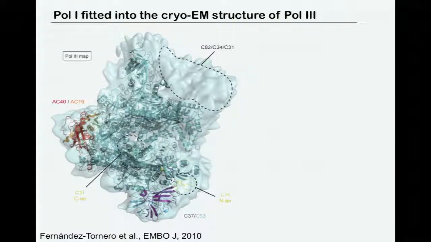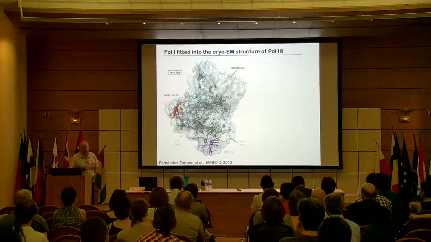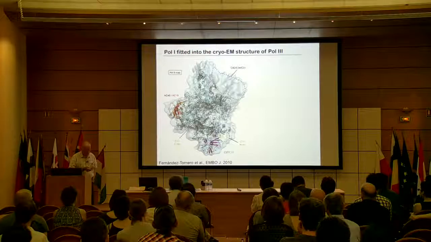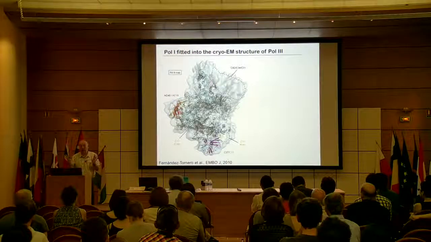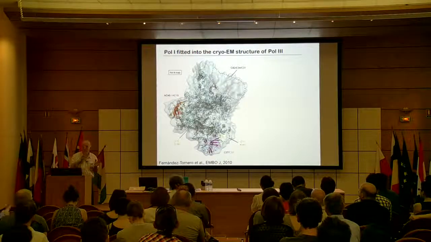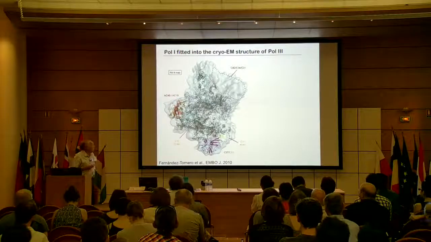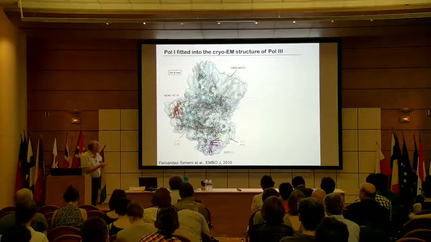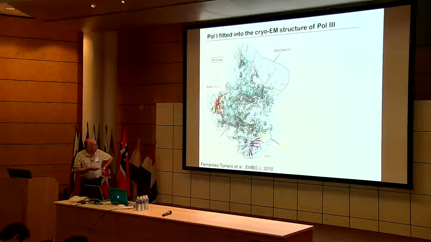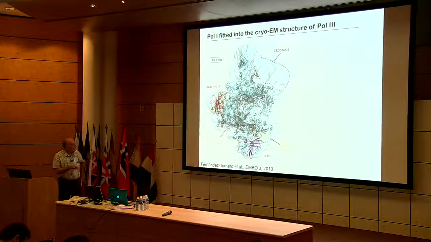So Pol 1 was, we thought, a very nice result by itself, but it also gave a very nice model for RNA polymerase 3. We solved in 2010 a 10 angstrom cryo-EM structure of RNA polymerase III, and so we could now take the Pol 1 crystal structure and fit it into the density of Pol 3. And if we do that, you see that all fits very nicely. So the TFIIF-like part, for example, sits there very nicely.